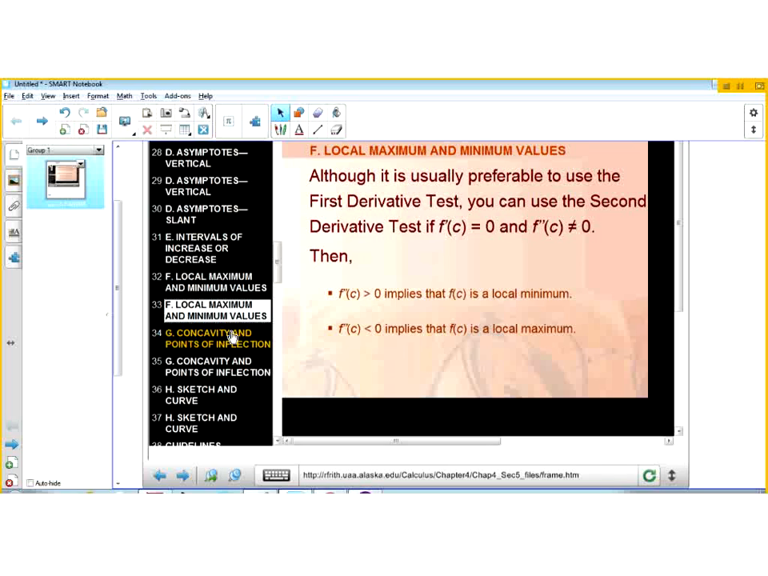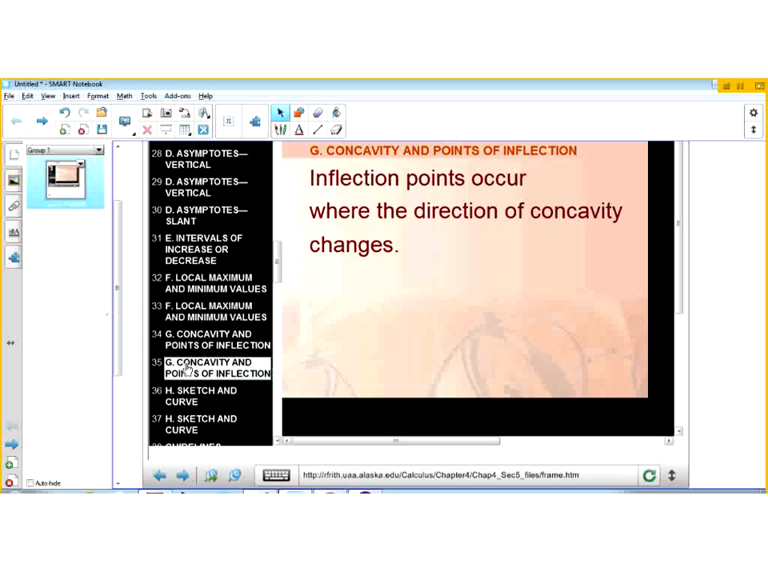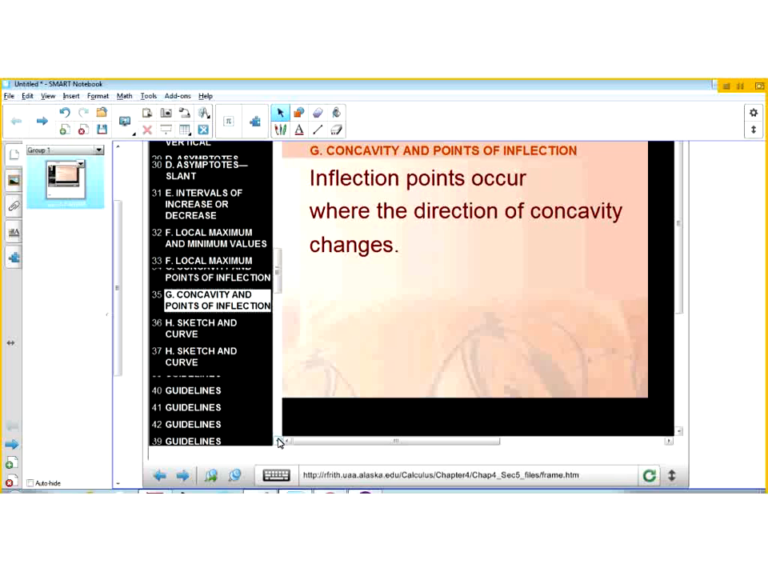Then we talked about concavity and points of inflection. Where the second derivative of a function is greater than 0, it's concave up. Where the second derivative of a function is less than 0, it's concave down, and an inflection point is where the concavity changes direction. Inflection points occur where the direction of concavity changes.